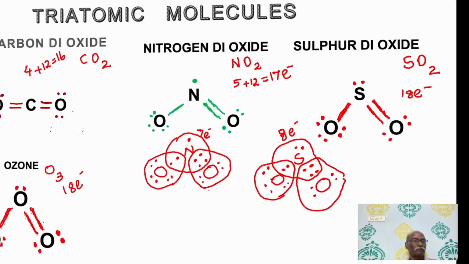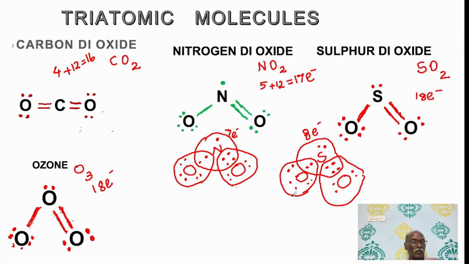Next, triatomic molecules, molecules having 3 atoms. Carbon dioxide, which we have already discussed. Nitrogen dioxide, NO2. Here in NO2, nitrogen has 5 electrons, 2 oxygens have 12 electrons, 5 plus 12, 17 electrons. These 17 electrons, what does it do? Singly bonded oxygen atom with 3 lone pairs of electrons, doubly bonded oxygen atom having 2 lone pairs of electrons.